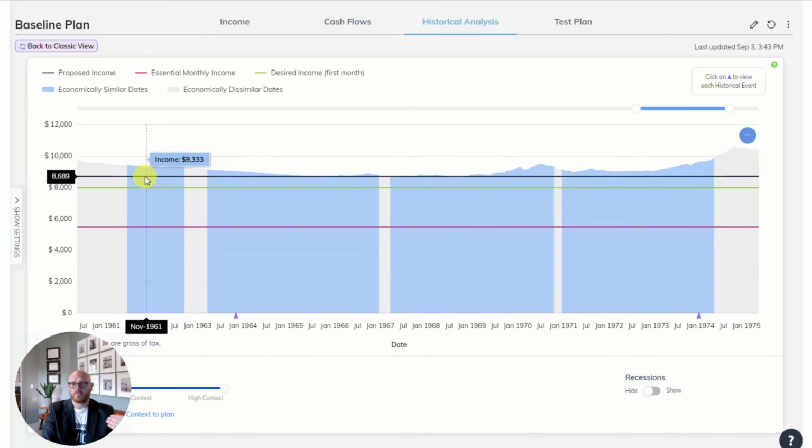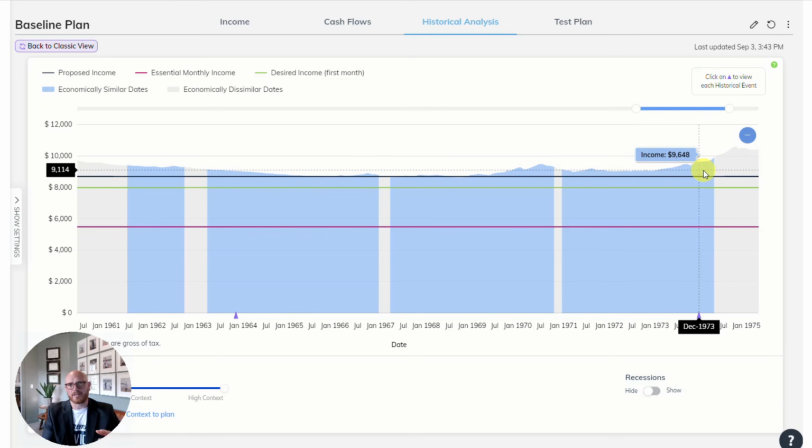And you can see that if they retired, for example, in 1962, it would have been possible actually for them to have a little bit higher income than what we're proposing with our plan, okay? So the green line shows what they really want to have, and then the pink line shows kind of their bare minimum that they need or they'd like for retirement. So you can see that this shaded area, which is what was actually possible during that same economic environment or during that point in history, that basically they would have been good no matter what, based on this historical analysis.